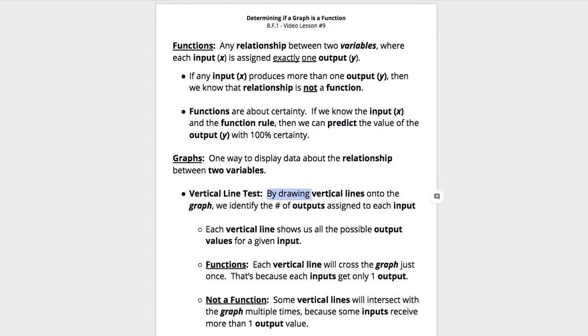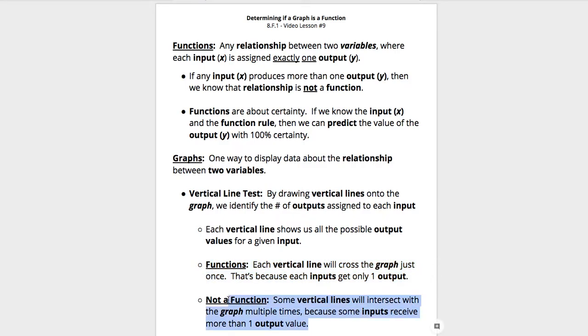We do this by drawing vertical lines, that means lines that go straight up and down onto the graph. Those vertical lines help us identify the number of outputs assigned to each of the inputs. Each vertical line is going to show us all the possible output values for that one given input. And so if it's a function, each vertical line should cross our graph only once, because each of the inputs should only get one output.